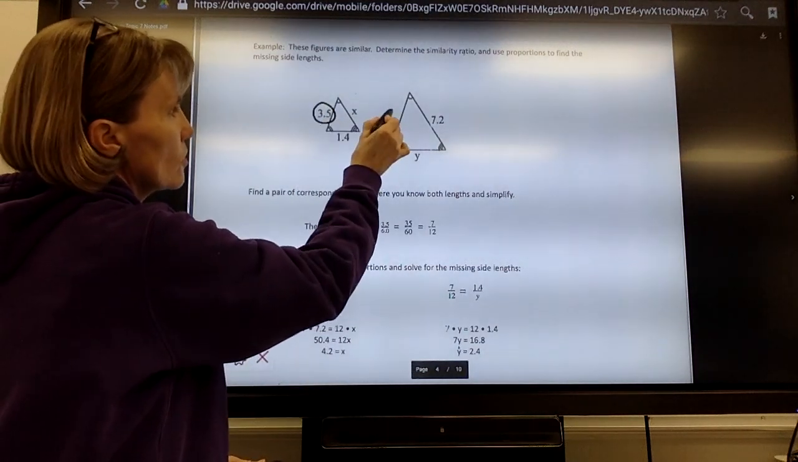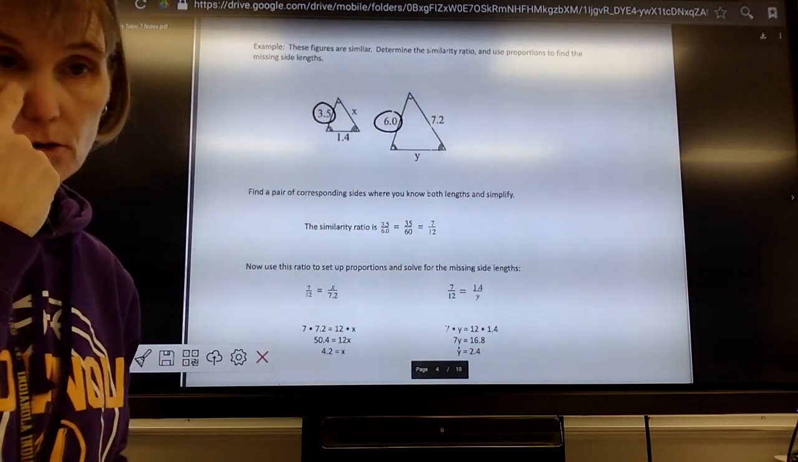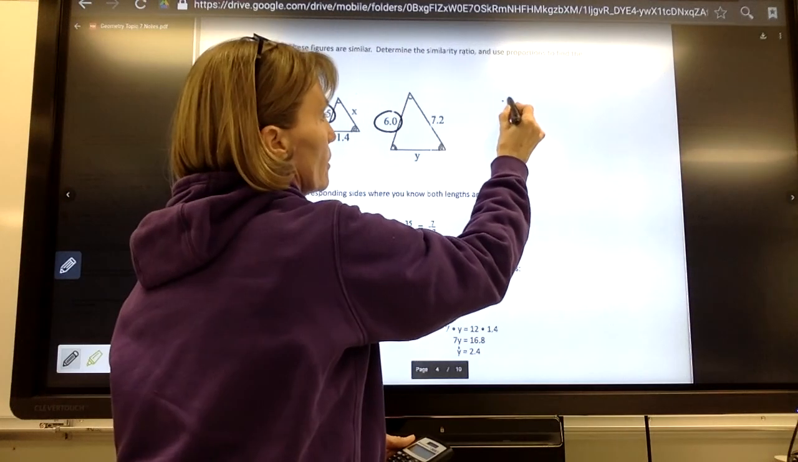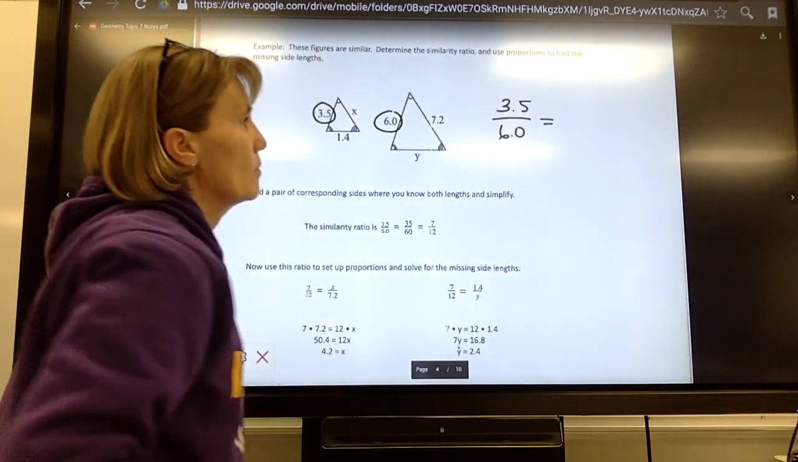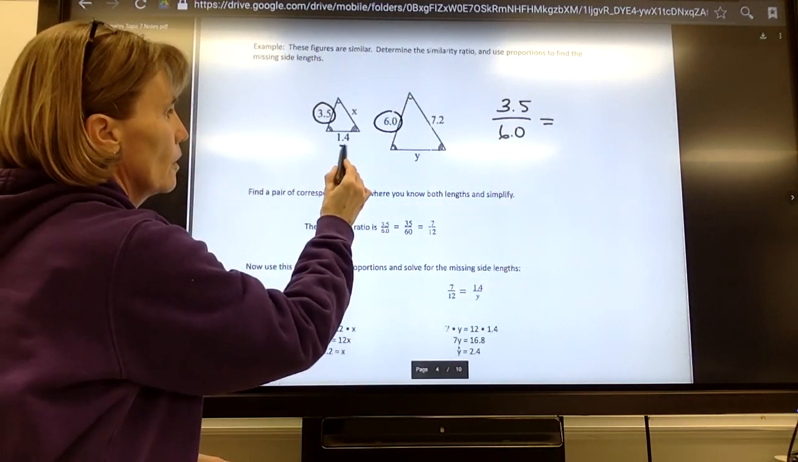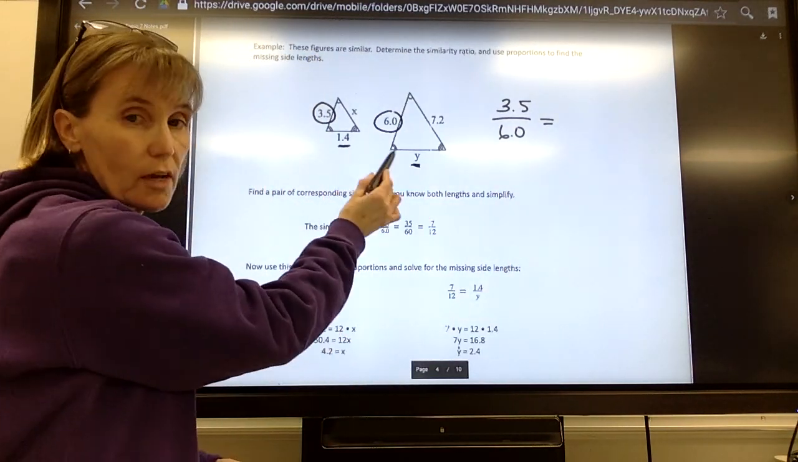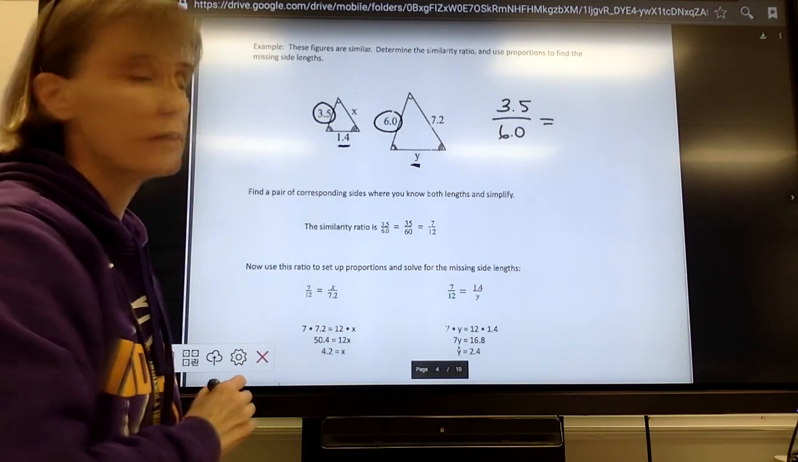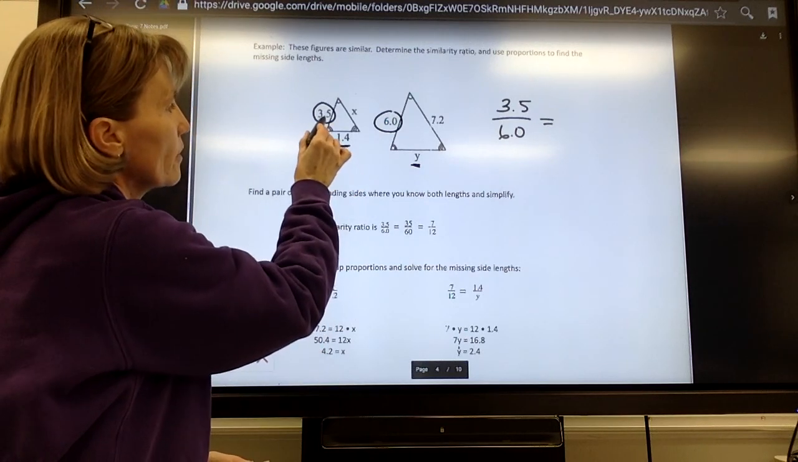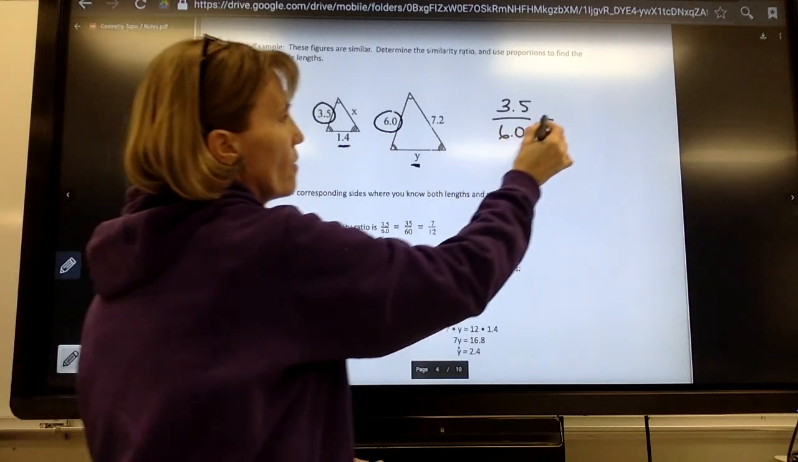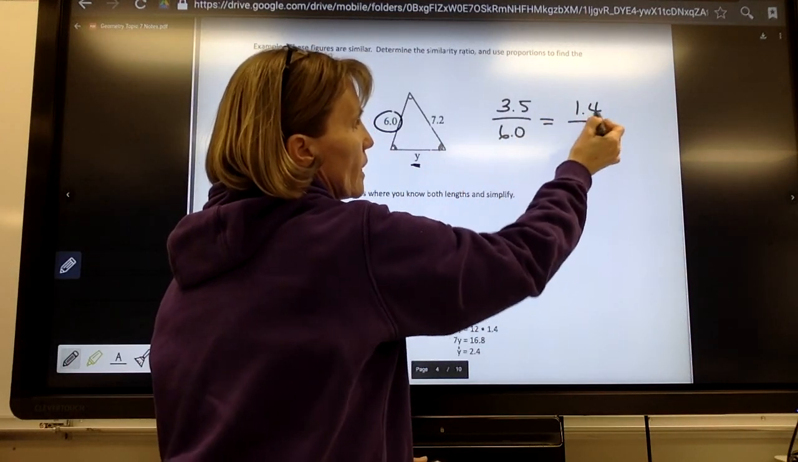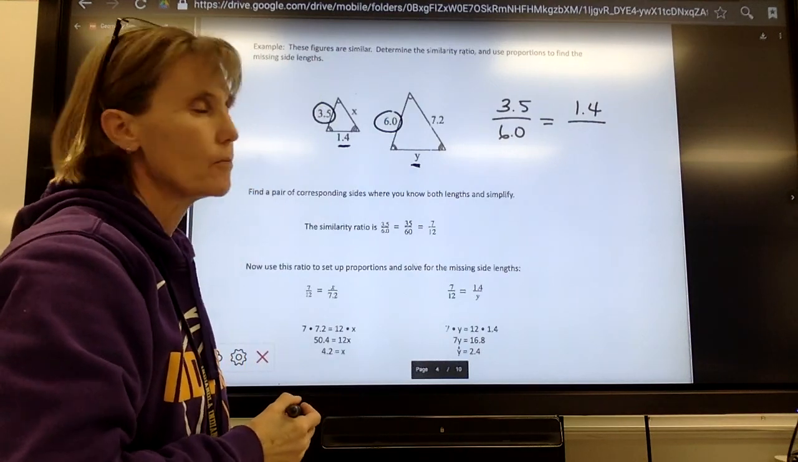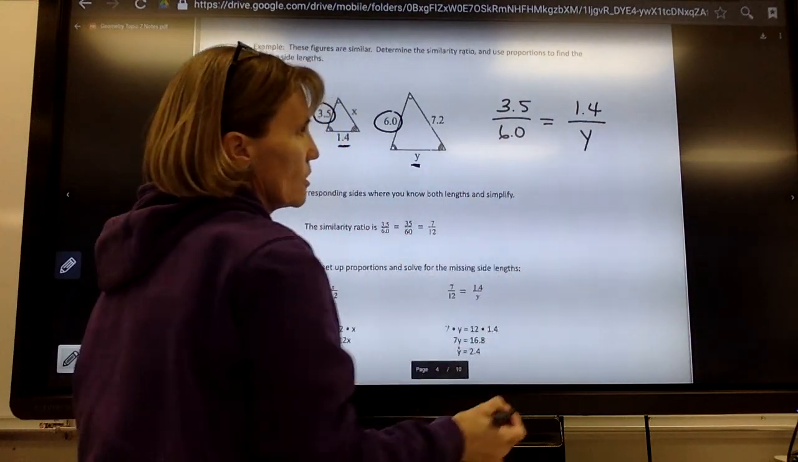I'm going to still use those same two sides that I knew both of them were. So I'm going to say 3.5 over 6.0, and I'm going to set that equal to, I need to find y. So these two sides correspond together. Y is involved. 1.4 comes out of the same triangle as the 3.5. So this time, since this is on the top, this piece has to be on the top. They're coming out of the same triangle. Y goes on the bottom this time.